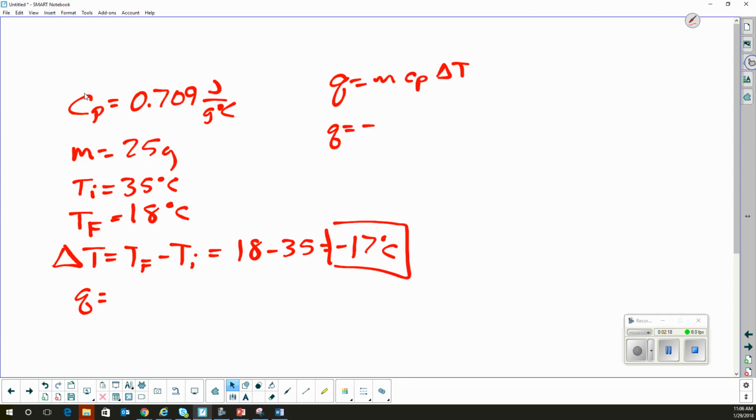Okay? Yes? So delta T is just that temperature change? It's a temperature change, but it's final minus initial. You need to make sure you put it in that way. Okay? Otherwise, you're going to get messed up. So that was number 2.